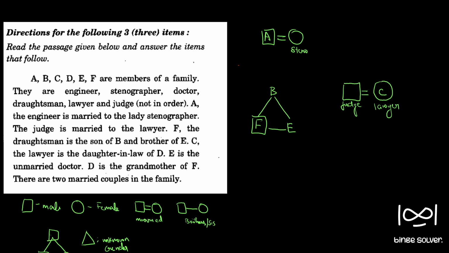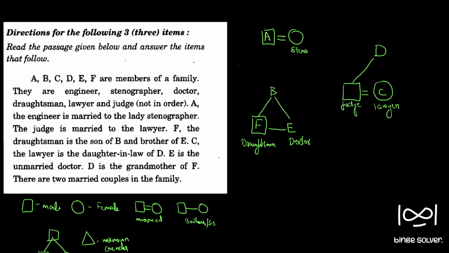C is the daughter-in-law of D, so it has to be like this. Daughter-in-law means husband's parent; daughter-in-law of D means D is the parent of C's husband. So the relationship will look something like this. And E is the unmarried doctor. So this is the unmarried doctor, and F was given as draughtsman. We got these three pieces of information. It was given F, the draughtsman, is the son of B. I didn't mark draughtsman here. Anyway, D is the grandmother of F.